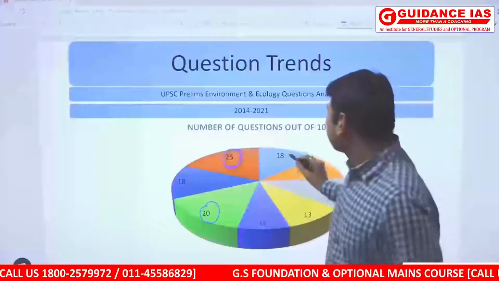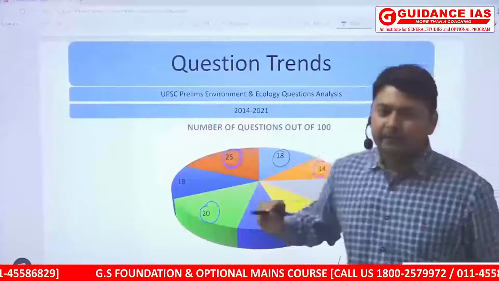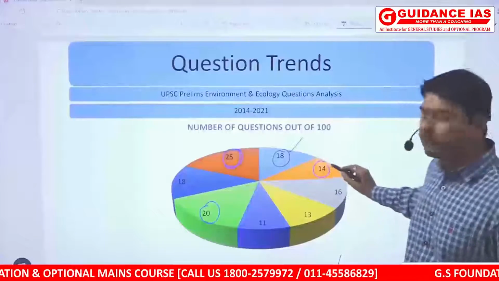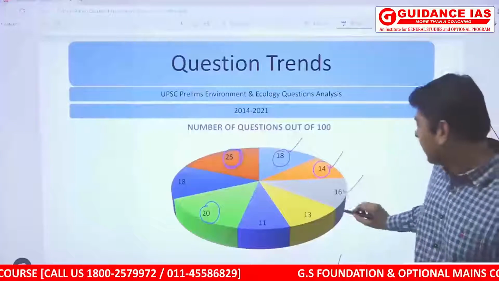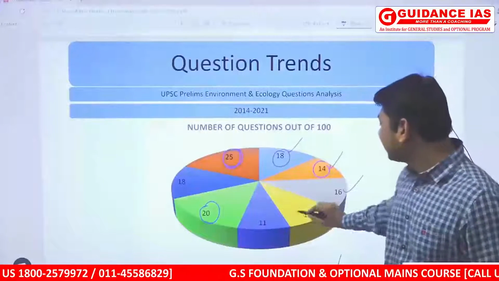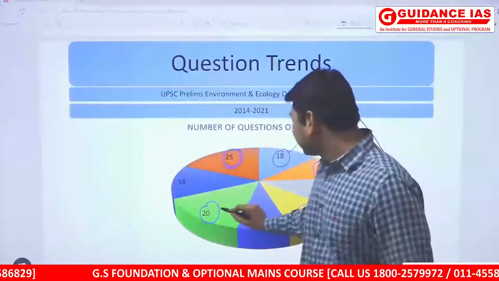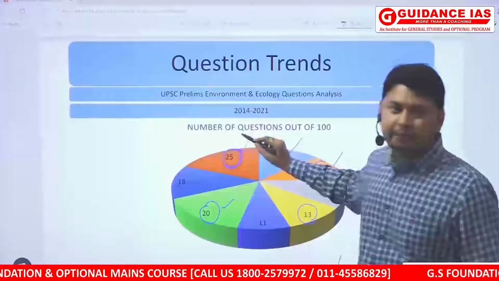But there is a simple trend I would like to show you: the number of questions coming year by year. In 2014 it was 18 questions, 2015 it was 14, 2016 it was 16. In 2017 there were only 13 questions. In 2019 there were 20 questions, in 2020 it was 18, and in 2021 it was 25.